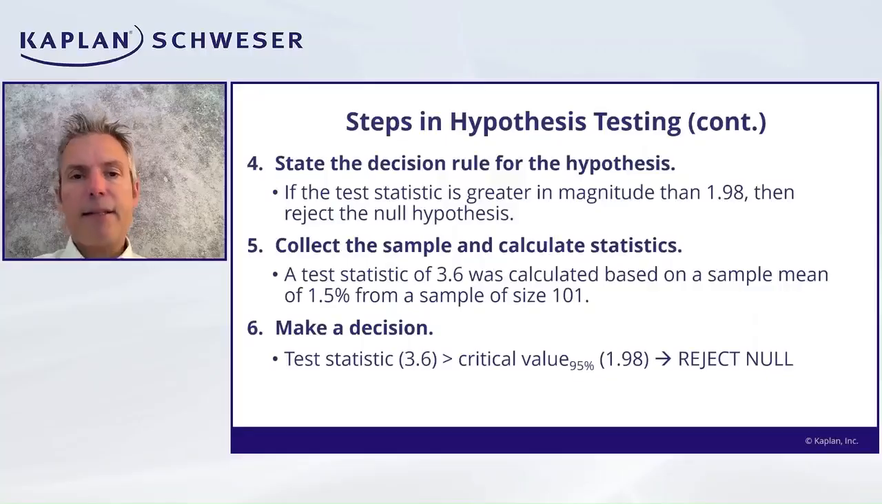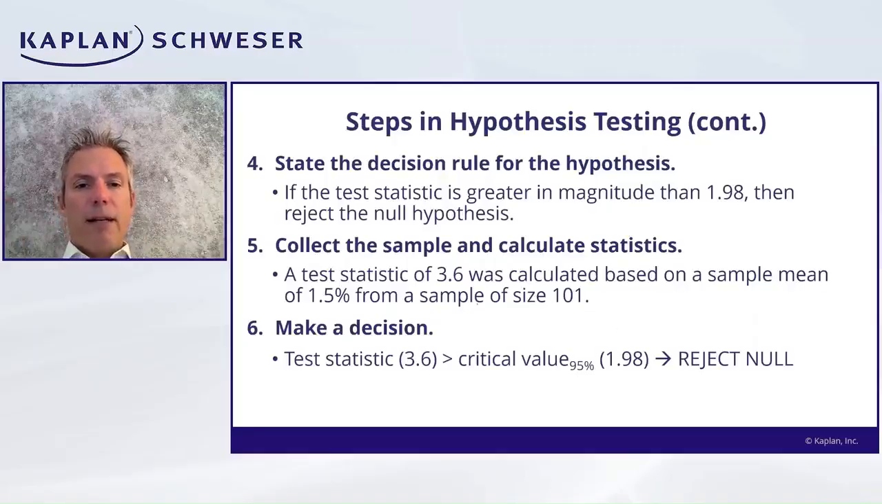In this case, if the test statistic is greater in magnitude than 1.98, notice it doesn't have to be positive, it could be negative as well. We're really just saying that if we saw a critical value that's bigger in size than 1.98, either negative or positive, then we reject the null hypothesis. And then we do our sample.